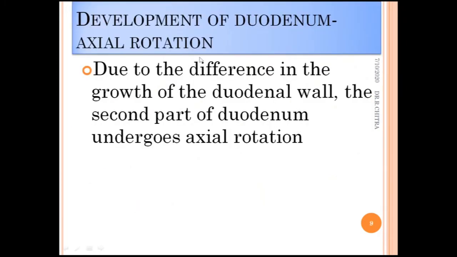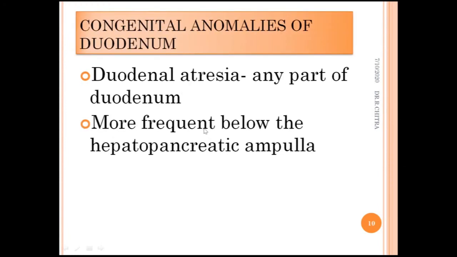Axial rotation is very interesting. Only the second part of the duodenum undergoes rotation. That is called axial rotation. The cause is the difference in the growth of the duodenal wall. So this finishes the development of the duodenum in three phases: rotation to the right, fixation, and axial rotation.